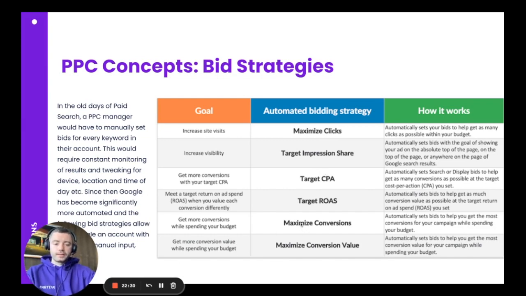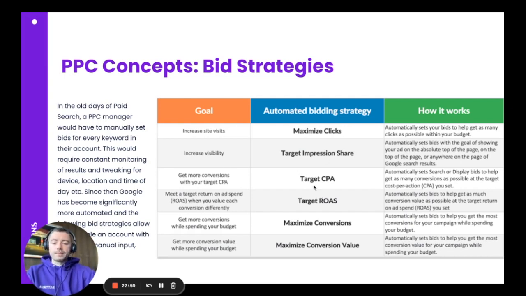Maximize conversions is a similar type of thing where we're looking at conversions, but the difference here is that this might be more applicable if you have a limited budget. So if you don't have a lot of budget and you want to say, I want to spend £10 a day on marketing and I want Google to get me as many conversions as they can for that budget, that's the way to go for you.